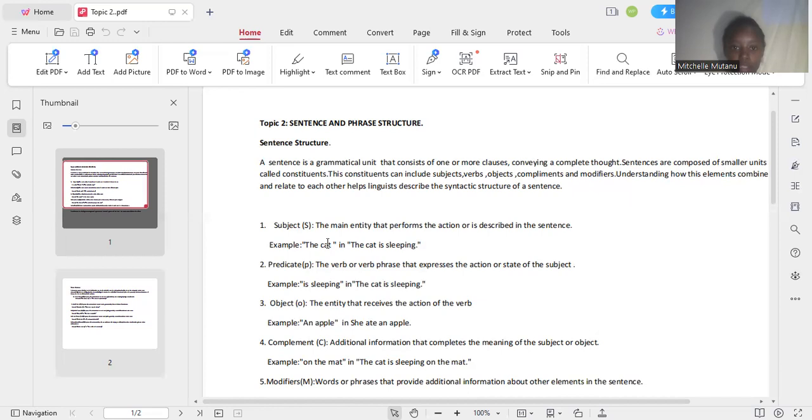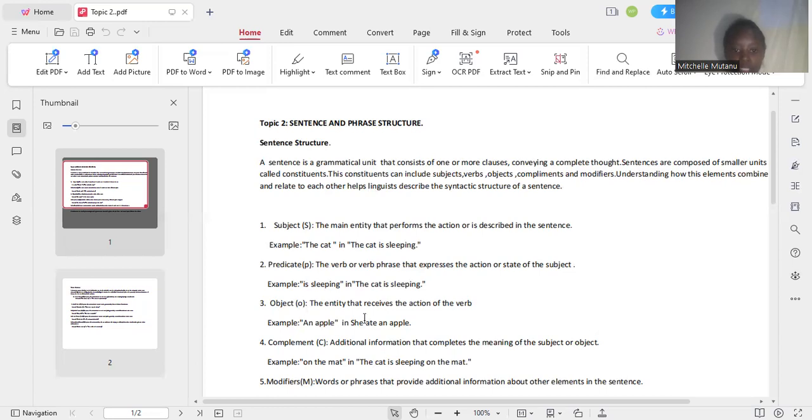These are components of a sentence. We have a subject, which is represented by the letter S. It is the main entity that performs the action or is described in the sentence. For example, the cat is sleeping. The cat is the subject. The predicate is the verb or verb phrase that expresses the action or state of the subject. For example, is sleeping, in the sentence, the cat is sleeping.